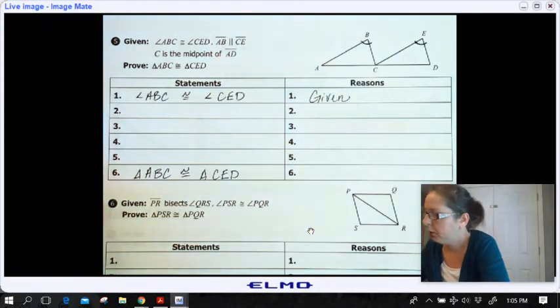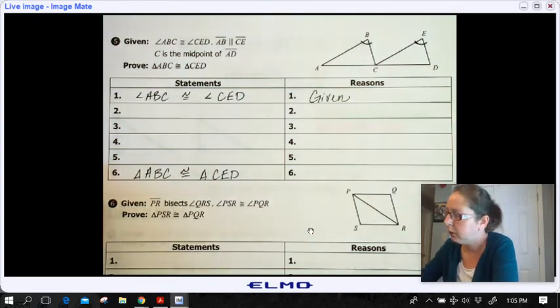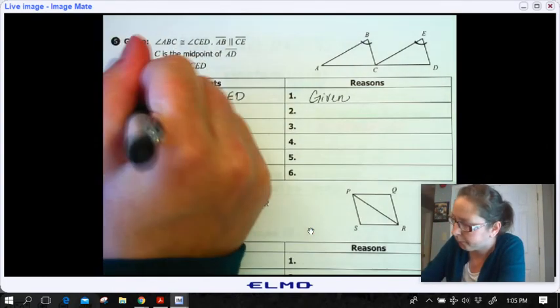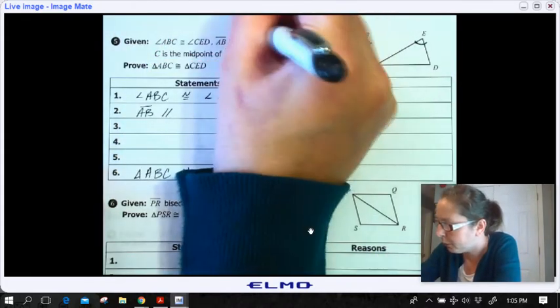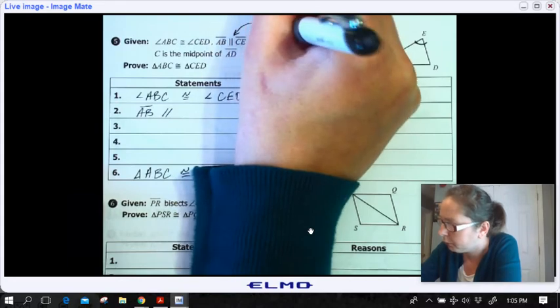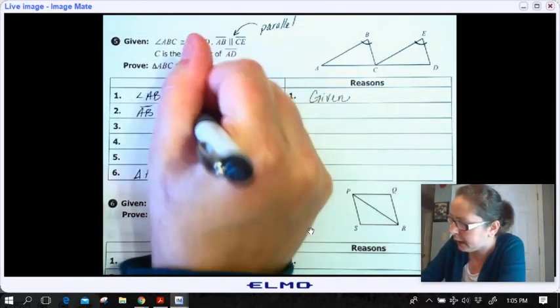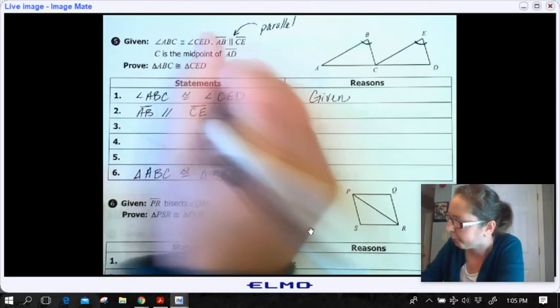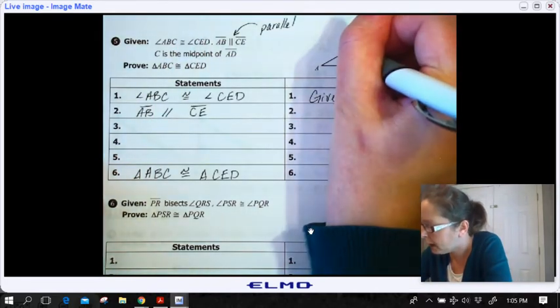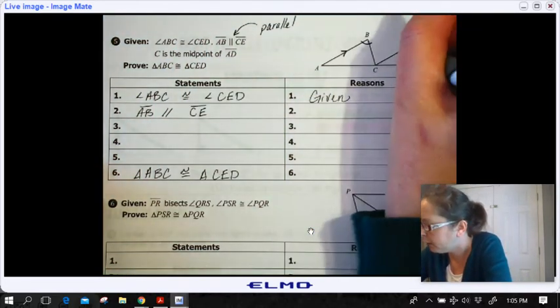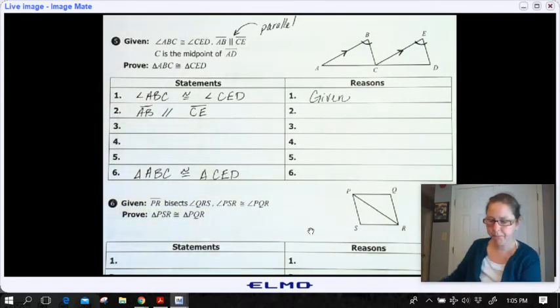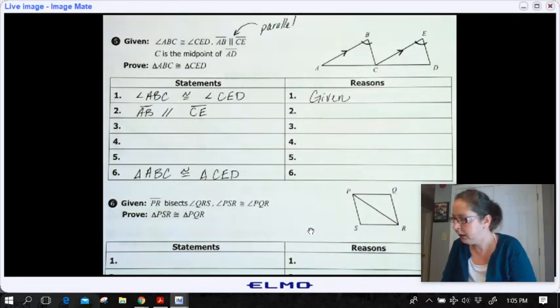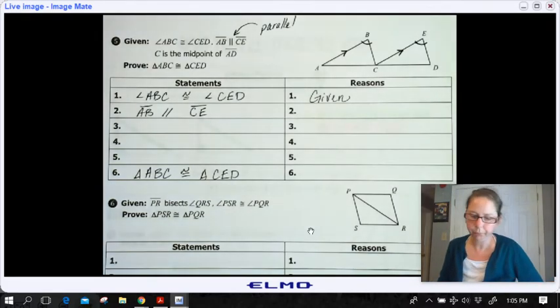Alrighty. What else can I say? AB is parallel, remember, parallel to CE. So AB is parallel to CE. Okay. Alrighty. Now what?